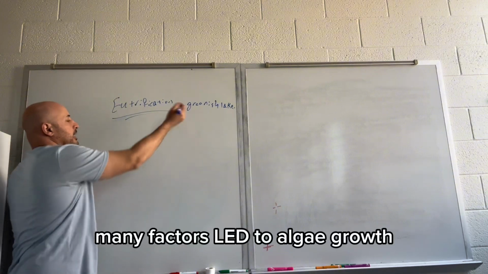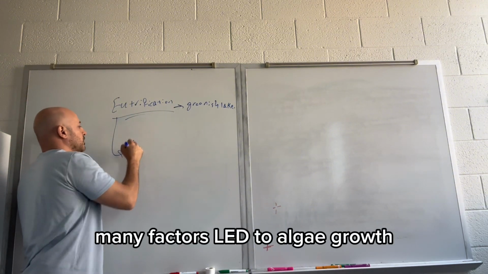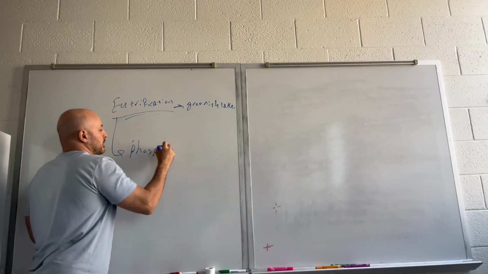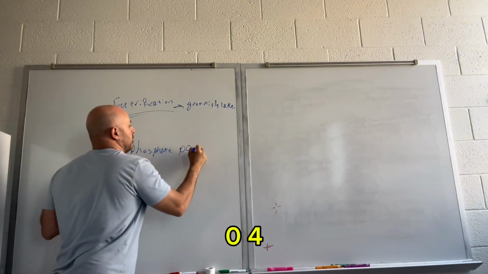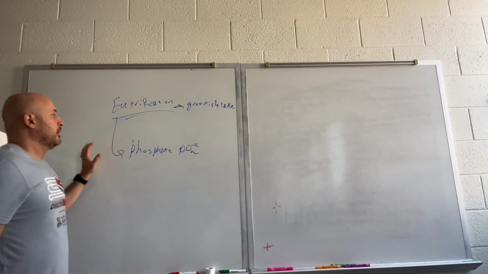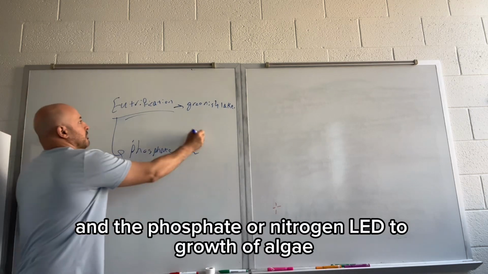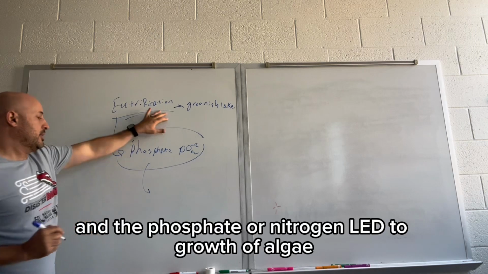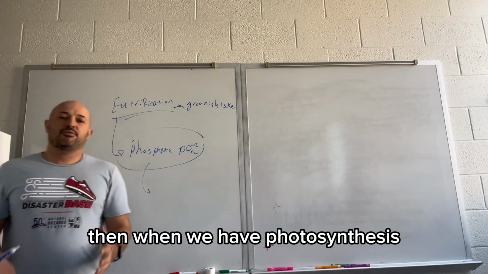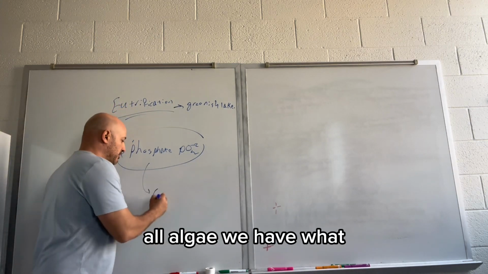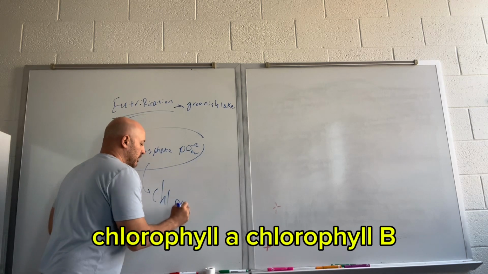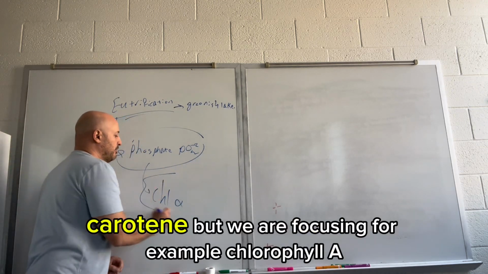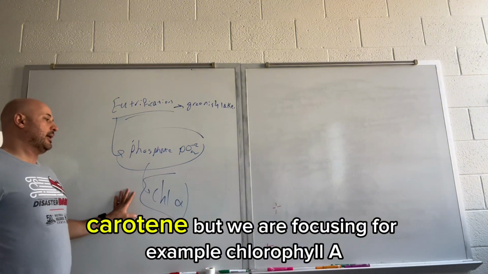So many factors led to algae growth. One was phosphate, right? Phosphate, PO4. And the phosphate or nitrogen led to growth of algae. Then when we have photosynthesis of algae, we have what? Chlorophyll A, chlorophyll B, carotenoid. But we are focusing, for example, on chlorophyll A.